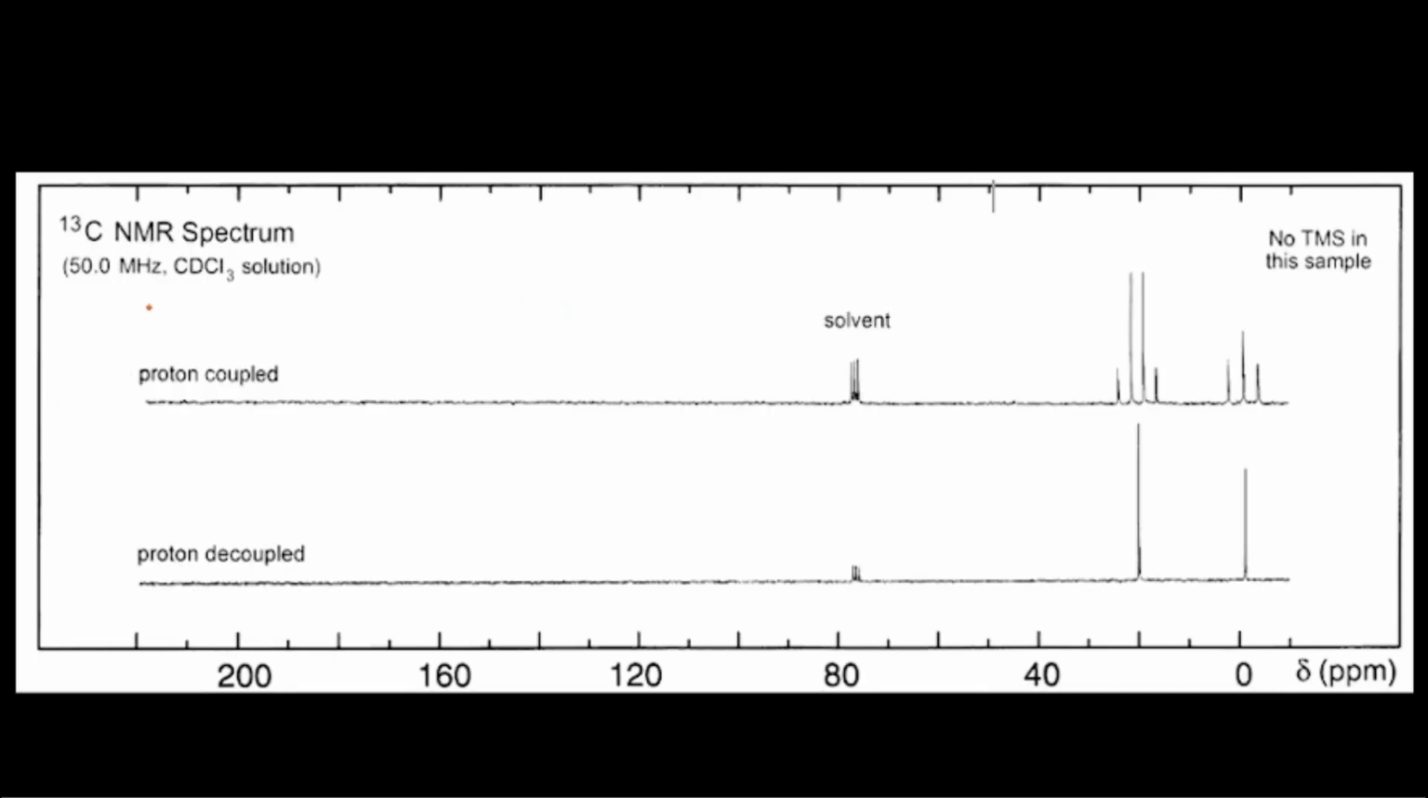If you see the C13 NMR spectrum, it is given at 50 MHz and the solvent that we use is CDCl3. CHCl3 is the formula of chloroform, so it means that we are using deuterated chloroform. Here two spectra are given. First is the proton coupled spectrum and the second is the proton decoupled spectrum. First of all, we will solve the proton coupled spectrum. The proton coupled spectrum is the spectrum where our protons are coupled with the C13, the isotope of carbon present in our compound.